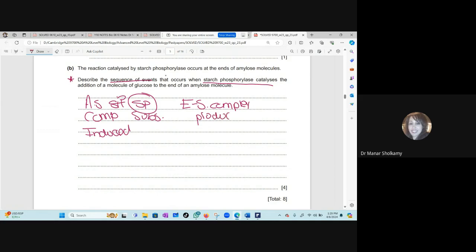Now, what if I am still not sure if this is what they want? Here, they are talking also about the addition of a glucose molecule to the end of the amylose. Now, remind me, this amylose is a polymer or it is made up of what? We studied it in detail in biological molecules. It's a polymer. It's a polymer made up of what? What is the monomer?